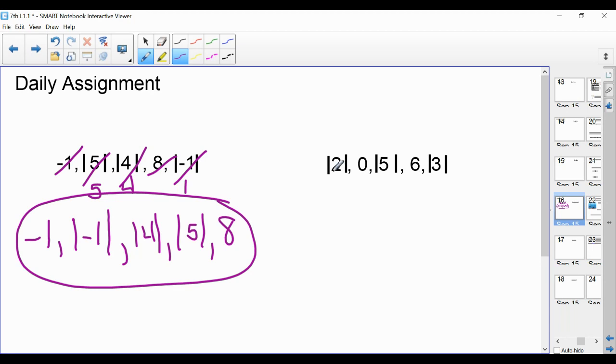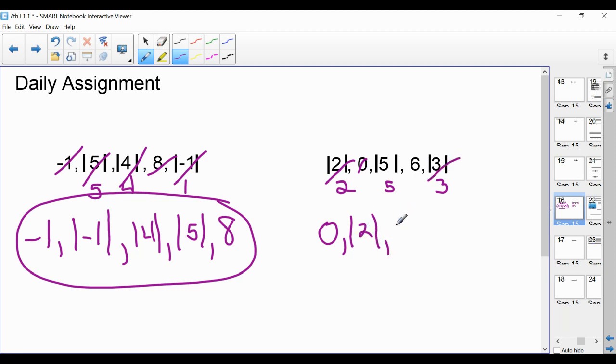And then the next one, so the absolute value of 2 is 2. Absolute value of 5 is 5. Absolute value of 3 is 3. So on the number line, furthest to the left is our 0. And then we have our 2. Make sure we put those absolute value signs there.